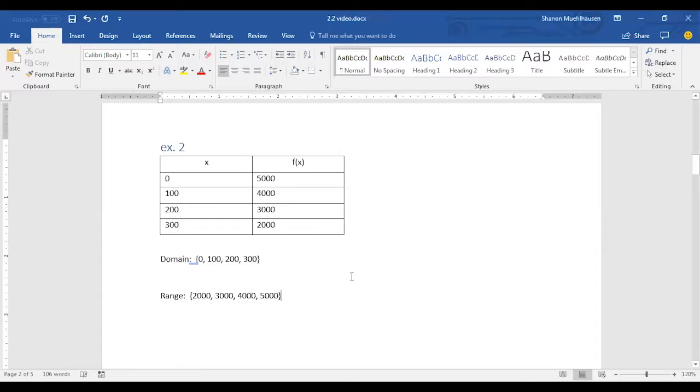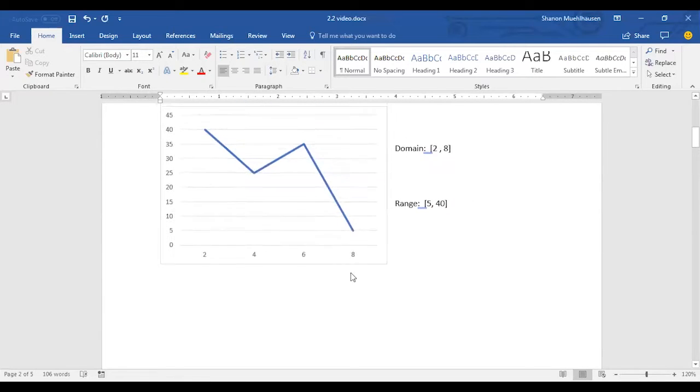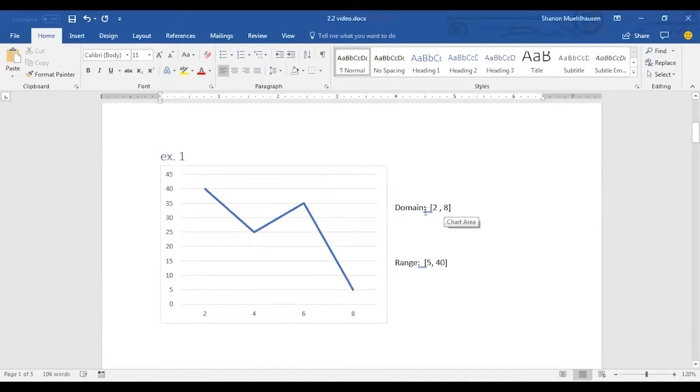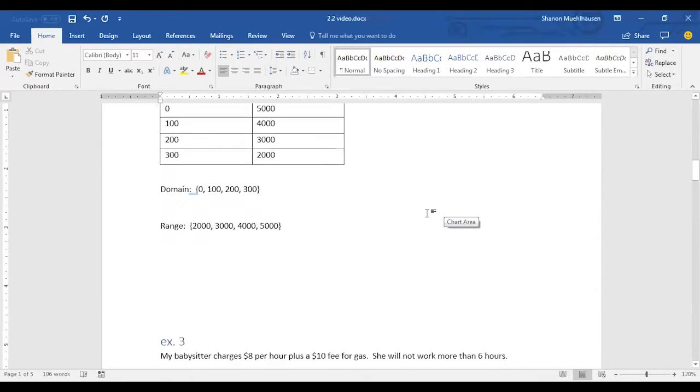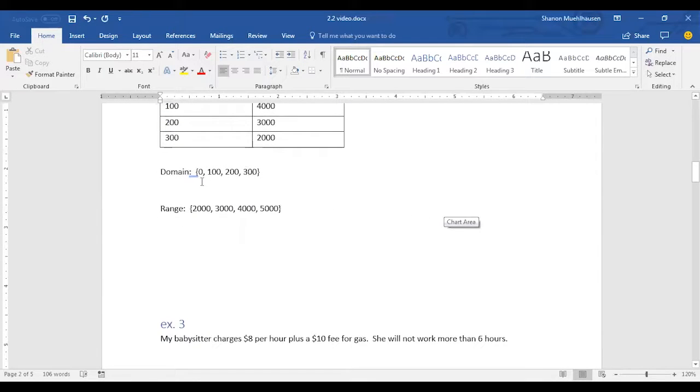So it's important to notice this notation. These square brackets say the domain can be anything from 2 to 8, including 2 and 8. So our X could be 2, our X could be 2.1, our X could be 2.9. With our set brackets, we're saying that X can only be 0, 100, 200. There is no in between.